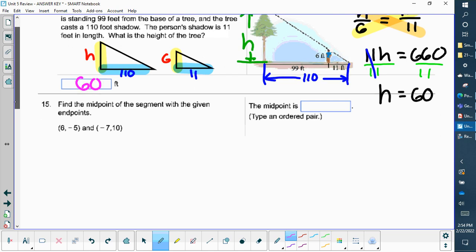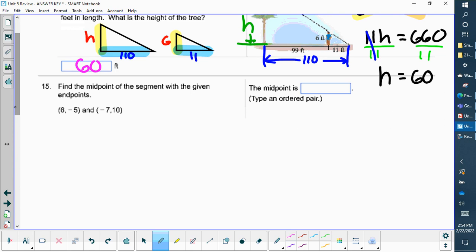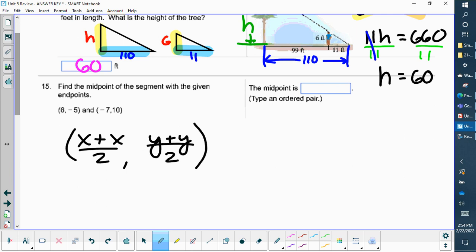Okay, last but not least, midpoint. Here's the formula for midpoint. x plus x divided by 2, y plus y divided by 2. You'll notice I didn't put y1, y2 because I don't care. When I use addition, it doesn't matter what order. x and x, y and y. So I'm going to put the x's in the x spots, and I'm going to put the y's in the y spots.